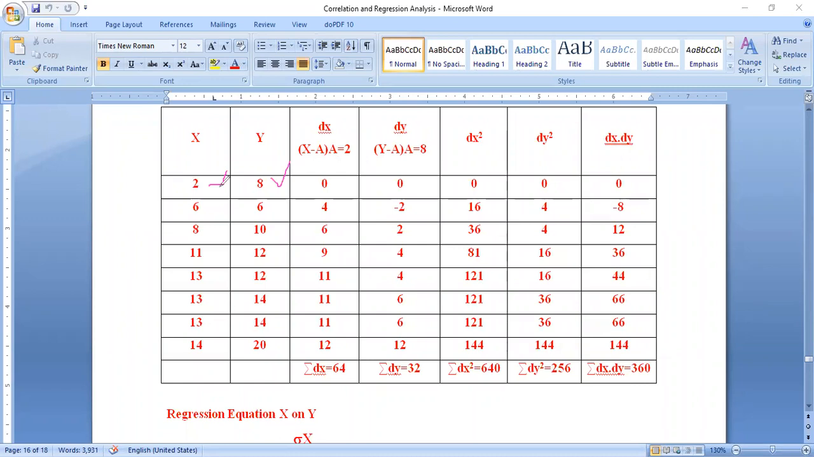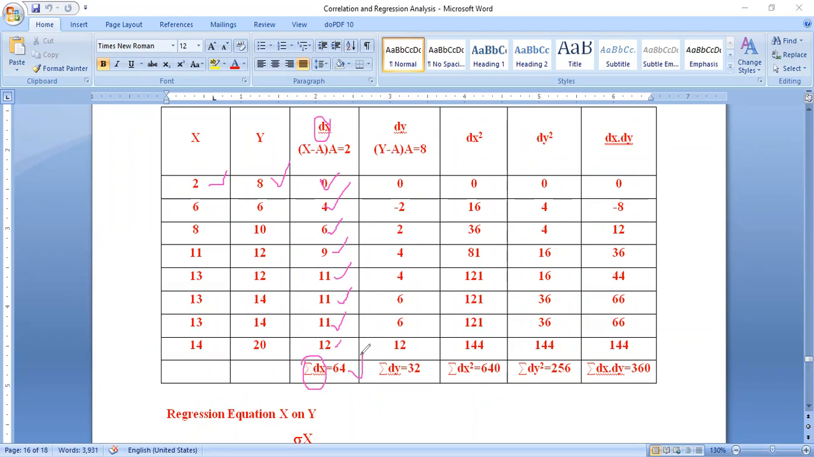That is 2 minus 2, that is 0. 6 minus 2, that is 4. 8 minus 2, that is 6. 11 minus 2, that is 9. 13 minus 2, that is 11, and the same for the other 13s. 14 minus 2, that is 12. After getting the dx values, when we add these values, sigma dx is 64.